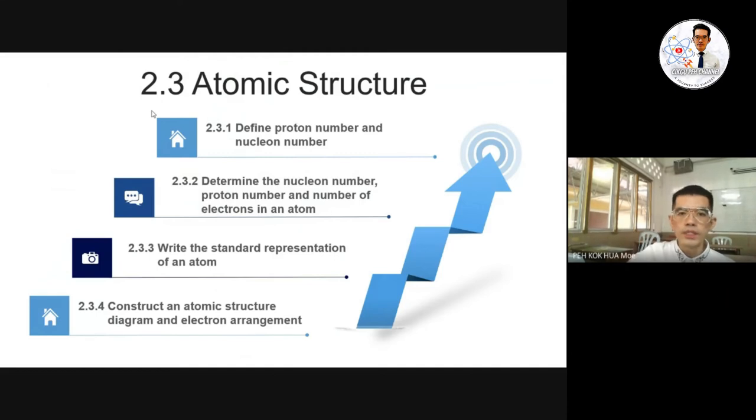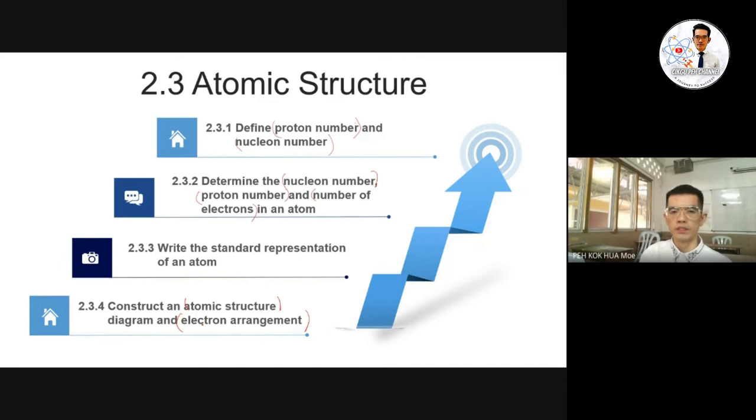Okay, so in this subtopic, there are 4 main ideas you need to know. The first is to define proton number and neutron number. Second, determine the neutron number, proton number, and number of electrons in an atom. Third, write the standard representation of an atom. Fourth, construct atomic structure and electron arrangement.